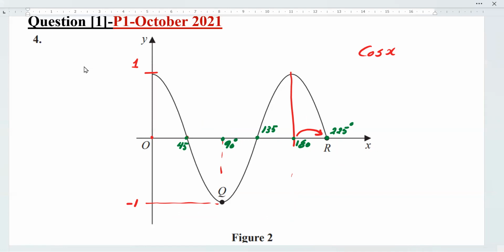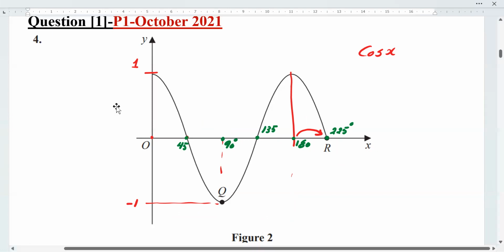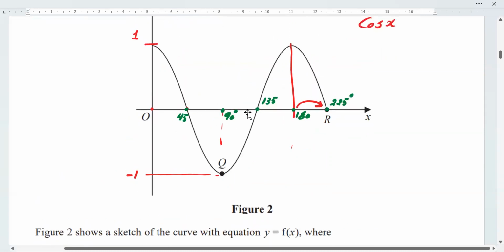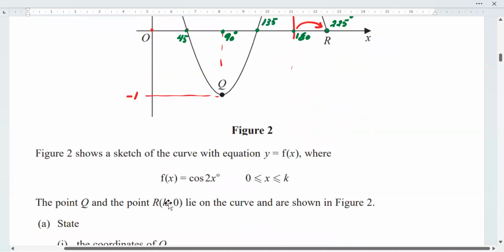So in the beginning, you have to think about the actual one that you already know, cosine x, whose period is 360, with -1 and 1 and so on. This is normal cosine. But next, you have to think about the given data, cosine 2x. Cosine 2x means you have to divide all values of x by 2. This is the point. So now you get the values of all points in the diagram.